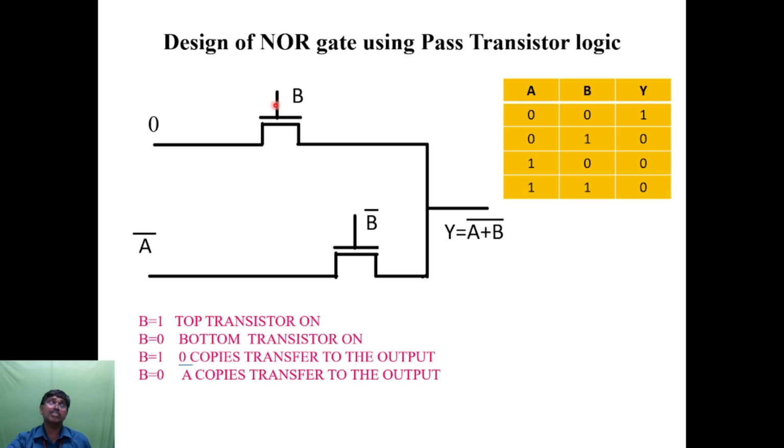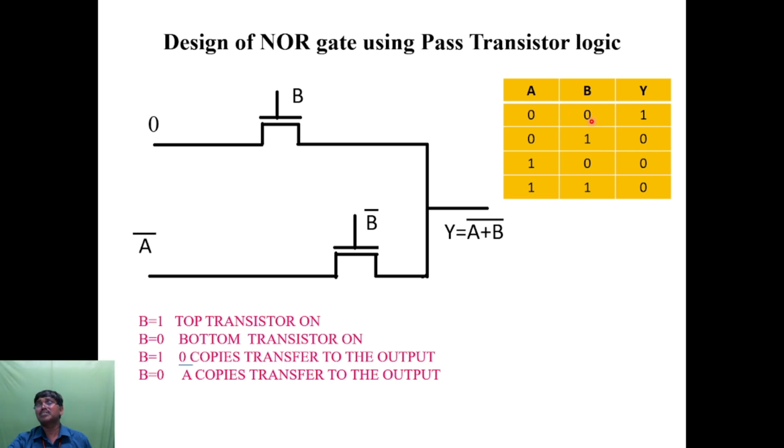So the NOR gate using pass transistor logic. See here, this is the truth table of the NOR gate. Just the opposite: Y is equal to (A plus B) the whole bar. So now B is nothing but the control input. Now B is equal to 0. Here also B is equal to 0. So now we will check the data input.